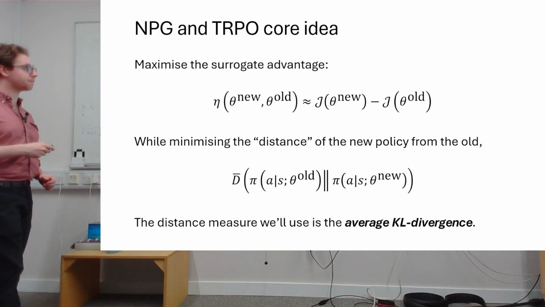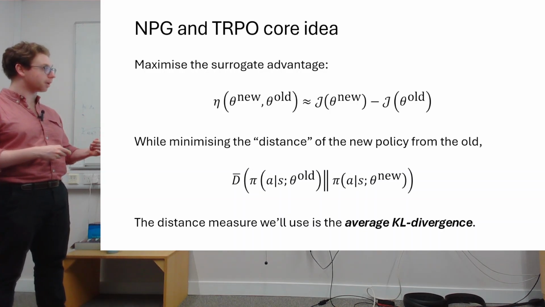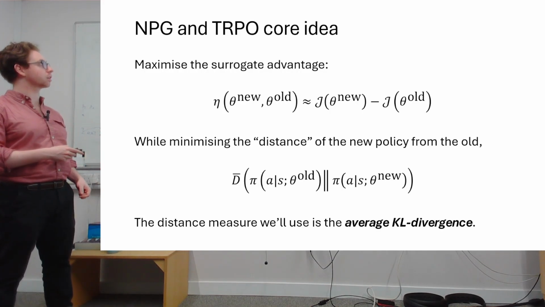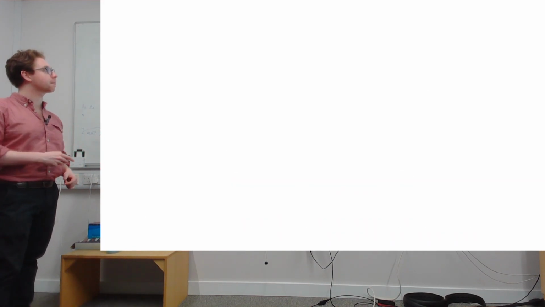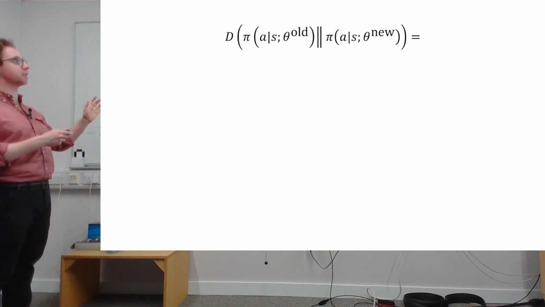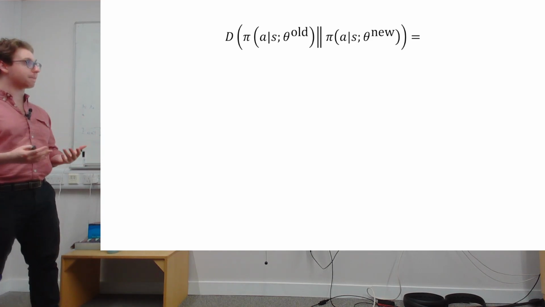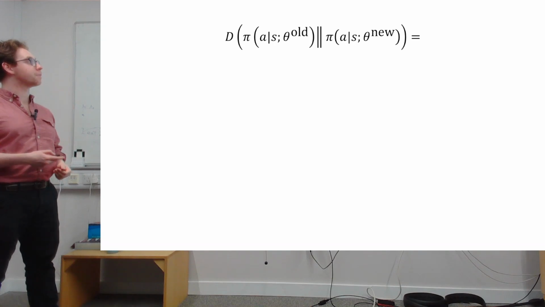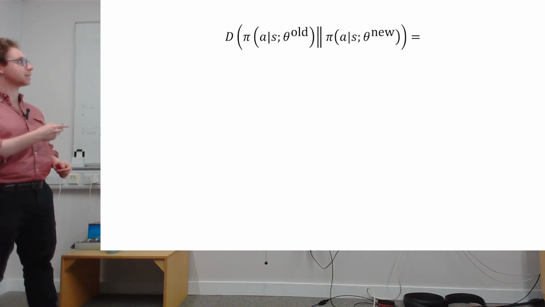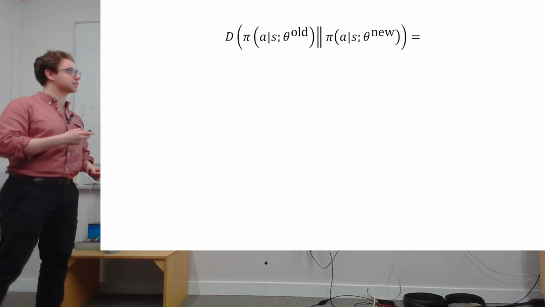So as our distance metric, as our way of measuring how far away our new policy is from our old policy, we're going to use the average KL divergence, which I'll go into as the next step. Right. So this is going to be the KL divergence at a particular state. So I'm briefly just going to recap what the KL divergence is, what it measures, how to interpret it. Let's start by looking at the KL divergence at a particular state S. So there's no bar over this D, it's just the KL divergence at a state S.